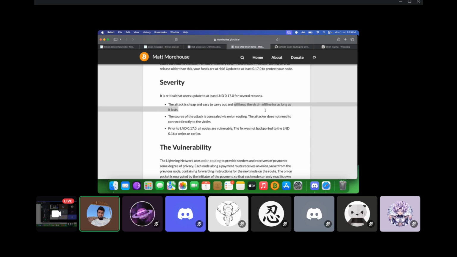Okay. What's interesting is that it says that it will keep the victim offline for as long as it lasts. Now, what happens in the Bitcoin network is that even if your node is offline, if you're running a Bitcoin node, and somebody sends you a payment, you will still have access to that payment. That payment will still belong to you, because there are other nodes who will relay that payment, and then that payment will go into the miner's mempool, and the miner will mine it, and then the payment will go into the blockchain, all right? And whenever you come online, you will have access to that payment, okay? But the Lightning nodes don't work that way.